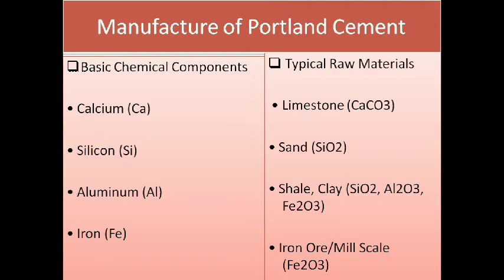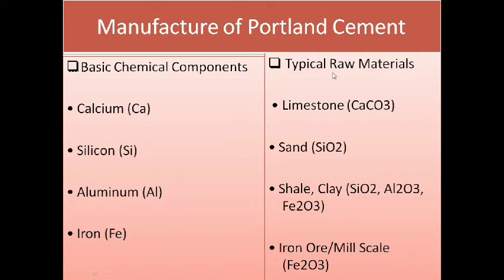Generally, the Portland cements are divided into two cases, that is basic chemical components and its typical raw materials. Basic chemical components are calcium, which is present as limestone, then silica, then aluminium, and then Fe, as Fe2O3.